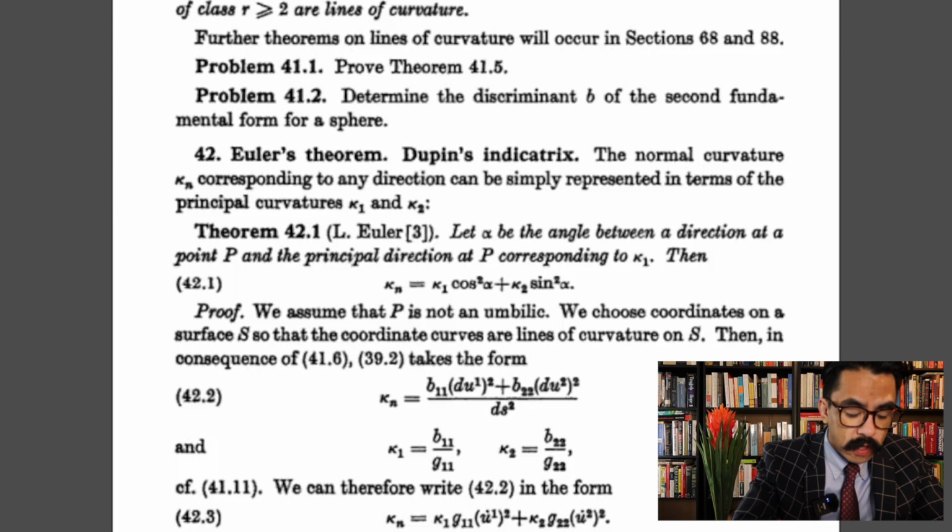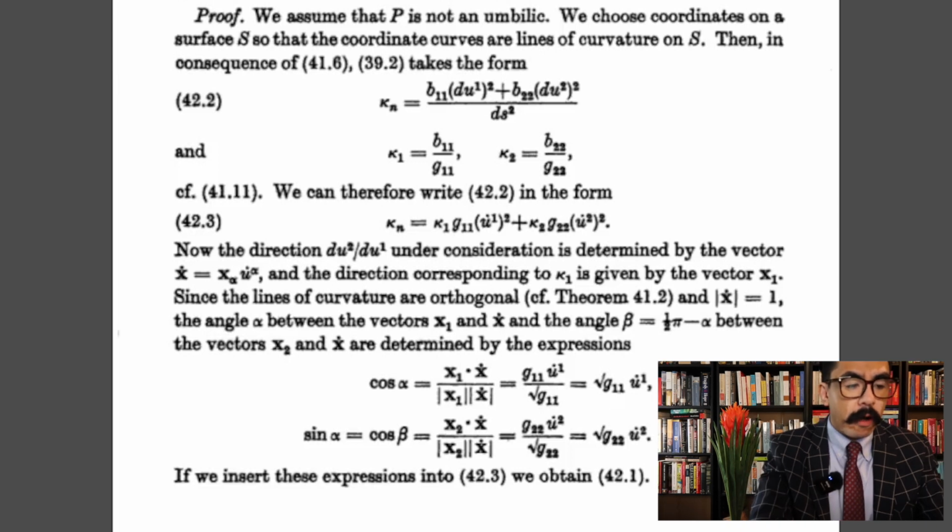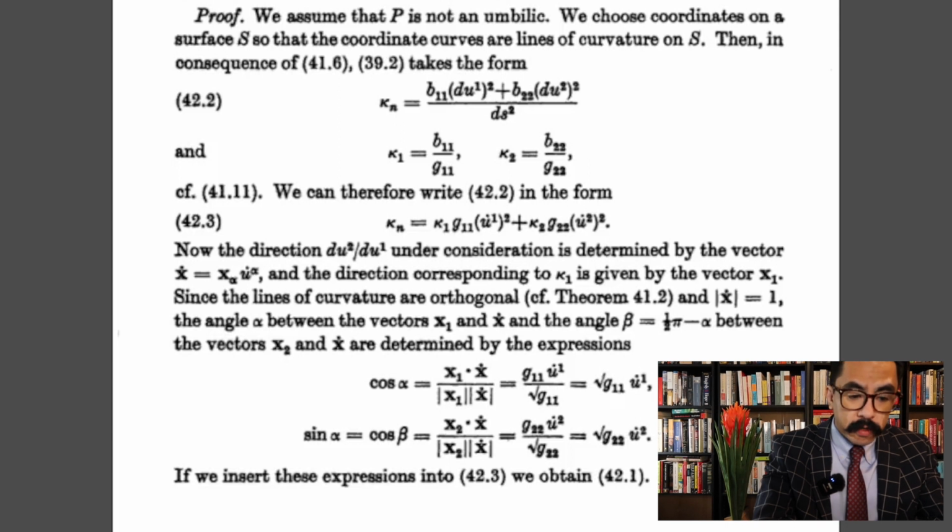And this is due to the relations for the principal curvatures, the Gaussian or total curvature, and the mean curvature for when the coordinate curves on a surface capital S are lines of curvature, and these are given in terms of the fundamental forms. We can therefore write the expression for kappa n that we just obtained in the form kappa n equals kappa 1 times g sub 1 1 times u1 dot squared plus kappa 2 times g sub 2 2 times u2 dot squared. Now, the direction du2 du1 under consideration is determined by the vector x dot, which is equal to x sub alpha times u alpha dot, and the direction corresponding to kappa 1 is given by the vector x1.